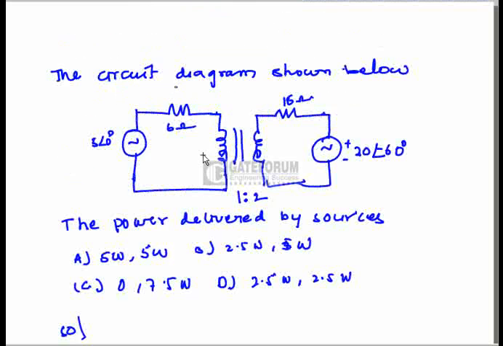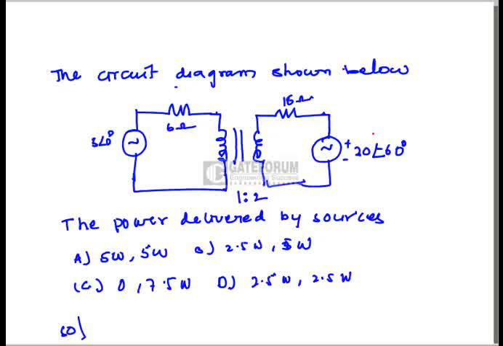Here the question is, the circuit diagram is shown below, and this is basically a network question combined with a transformer. Now he is asking for the power delivered by the two sources, right? So the network consists of two sources here. One is 5 at an angle 0 degrees source, and another is 20 at an angle minus 60 degrees source, right? Now we have to solve for the power delivered by the two sources.